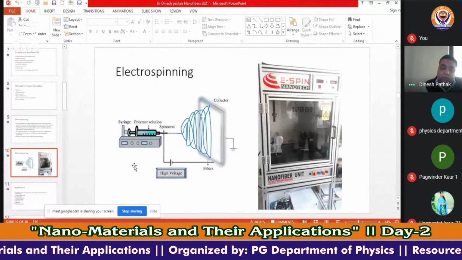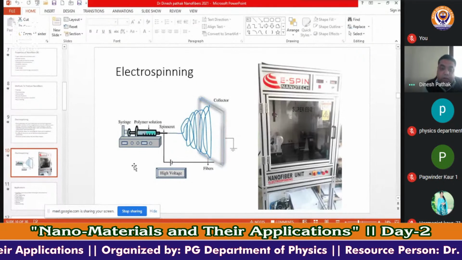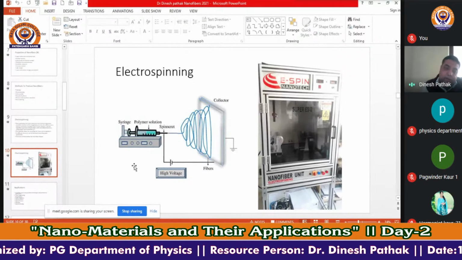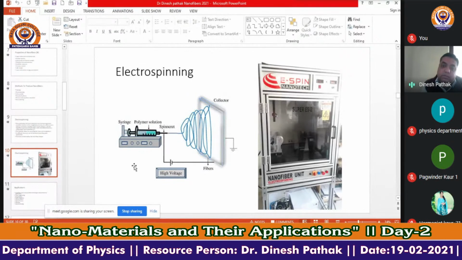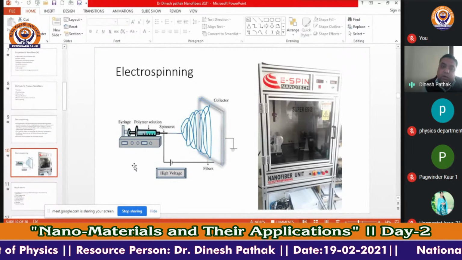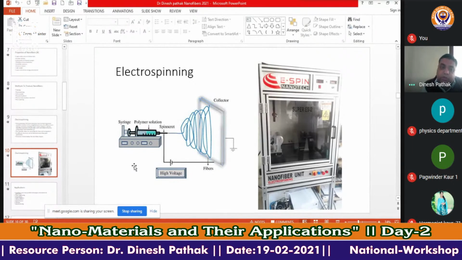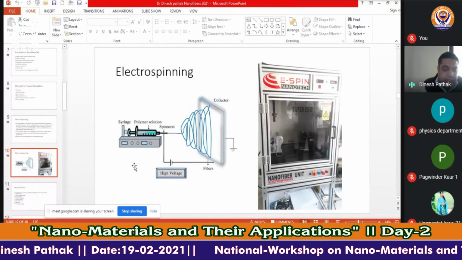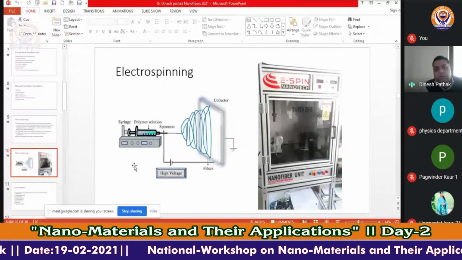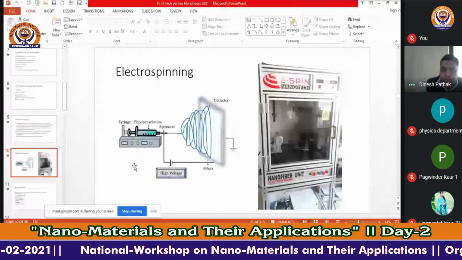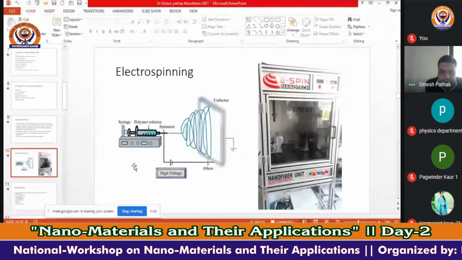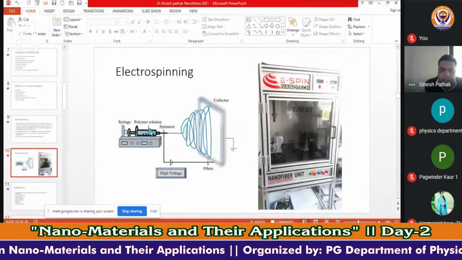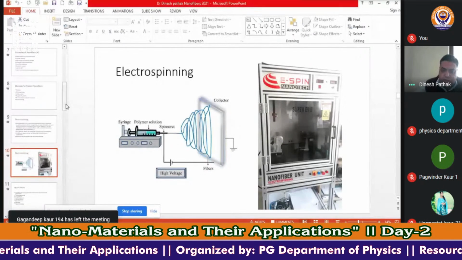If we are going to filter water, then we need the porosity of a size equal to the water, so that water can go through it, but other things will stop there. This is a very simple way to understand that, depending upon the application, we need porosity. So we can control porosity from here, either by changing the potential, or changing the distance, or changing the concentration of the solution, or changing the pH of the solution.